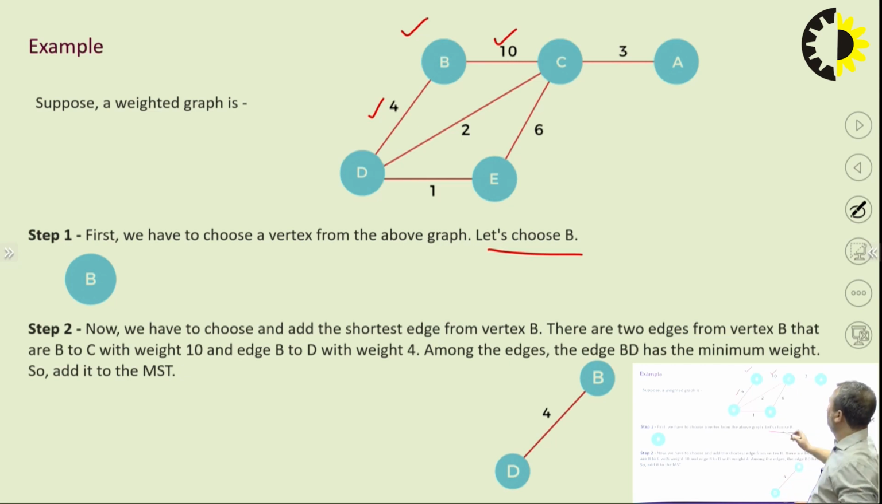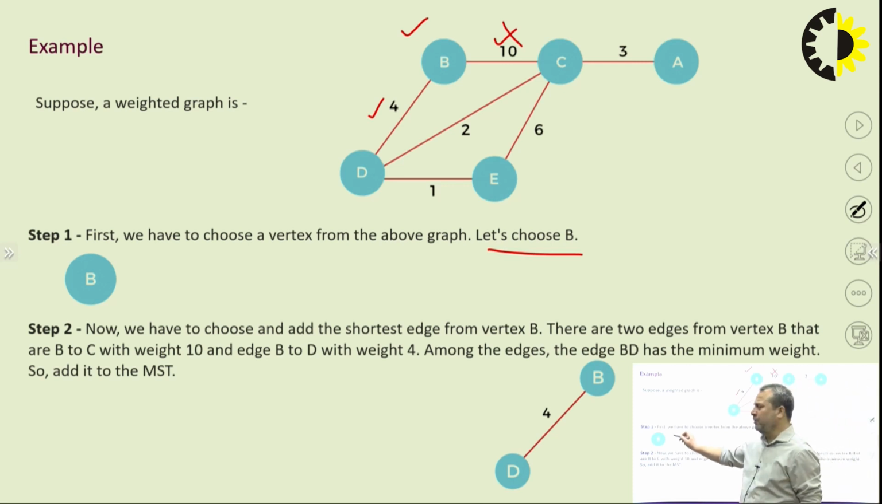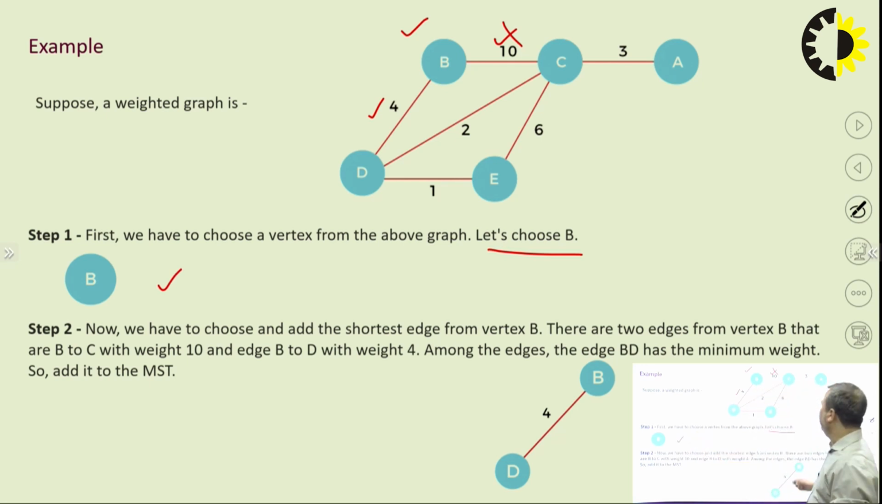Which one will we choose? This is the minimum. B to D is minimum out of B to C and B to D. So what will we select? B to D. So the first step is to choose any random vertex, for example here B. From B there are 2 edges. We will take the minimal weight edge. So B to D is minimum.